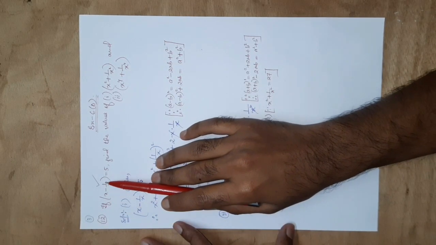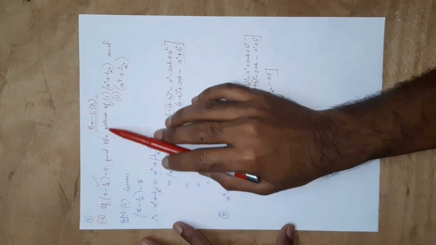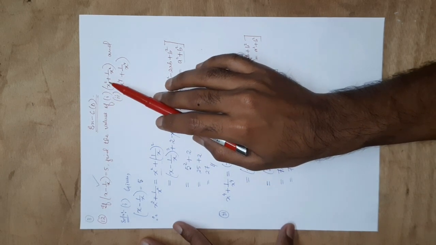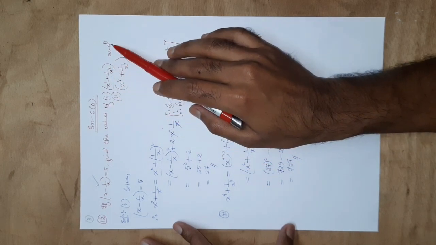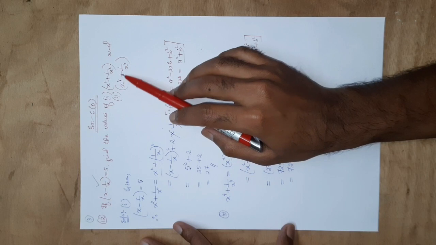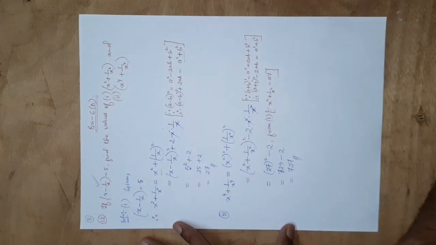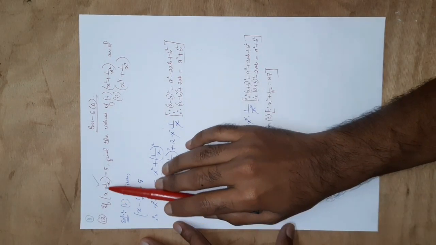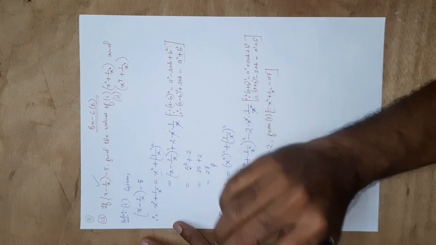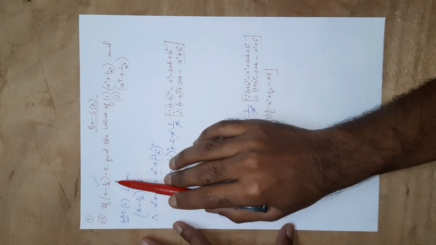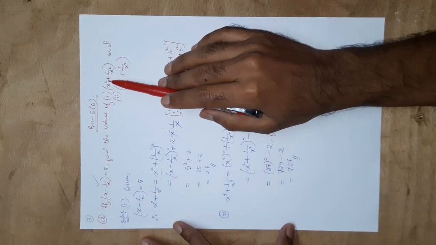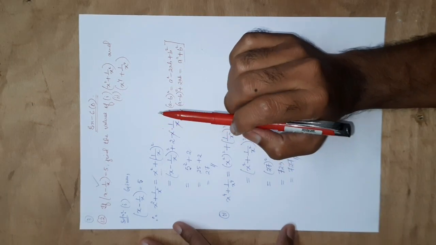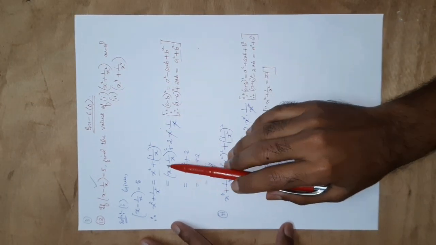If x minus 1 by x equals 5, find the values of number 1, x square plus 1 by x square, and number 2, x to the power 4 plus 1 by x to the power 4. That means here the value of x minus 1 by x is given, that is 5, and by using this value we have to find out number 1 and number 2. Okay, so let's see how it is done.